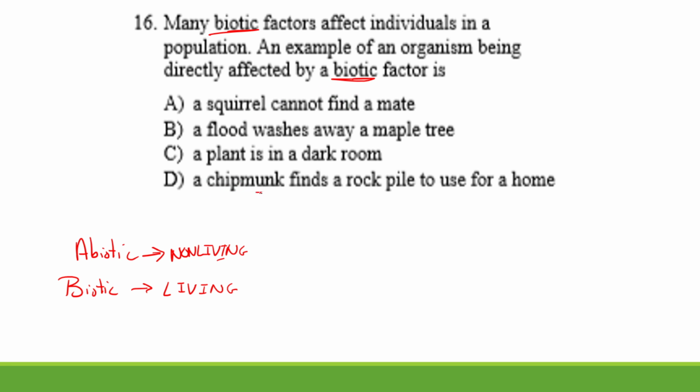A chipmunk, living thing, finds a rock pile to use for a home. That's abiotic, so that's not going to work. We want 2 biotic factors. A plant, living thing, is in a dark room. Light is non-living. That's an abiotic factor. Again, that's not going to work. A flood, water is abiotic, washes away a maple tree. It's biotic, a living thing. Again, we don't want one of each. We want 2 biotic factors.